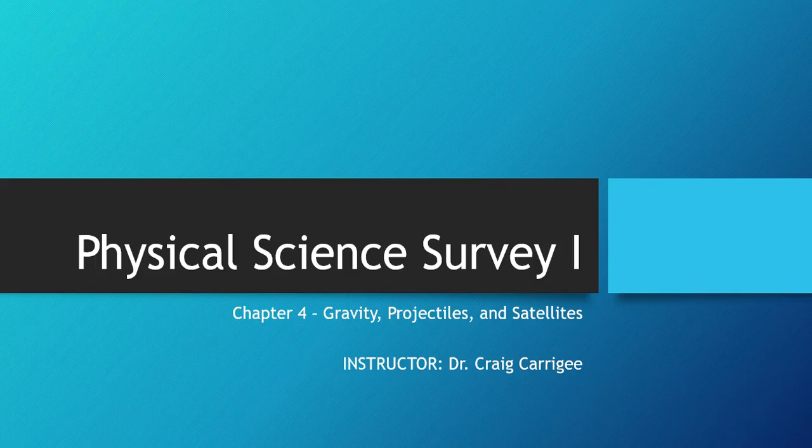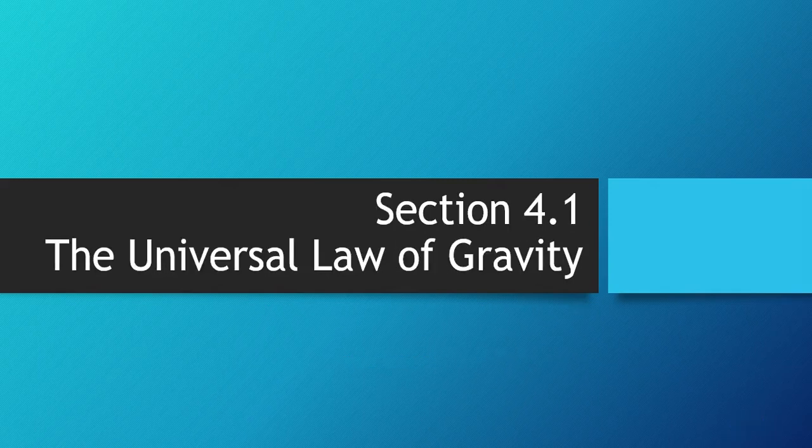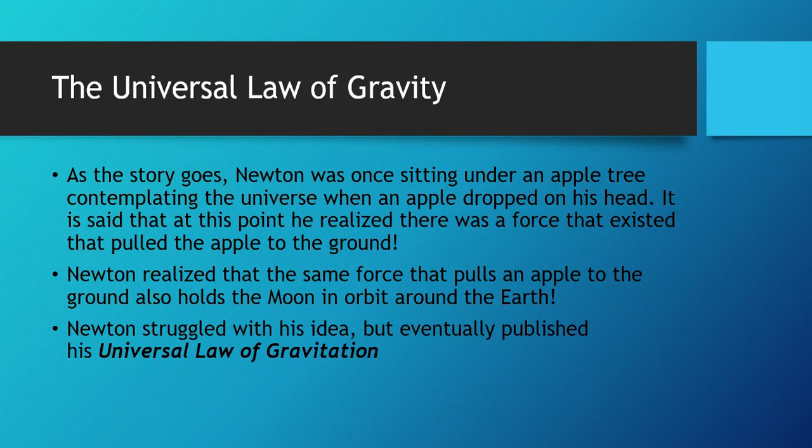Chapter 4, Gravity, Projectiles, and Satellites. Section 4.1, the Universal Law of Gravity. So up to this point, we've talked about gravity, but we haven't really talked about how to describe it. We've talked about how it causes things to fall, but we haven't really talked about why it does that, or what the magnitude of the force on something is as it's falling. And that's part of what the beginning of this chapter will be about.